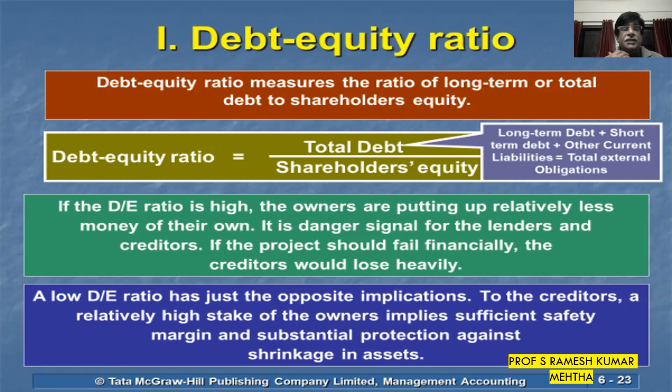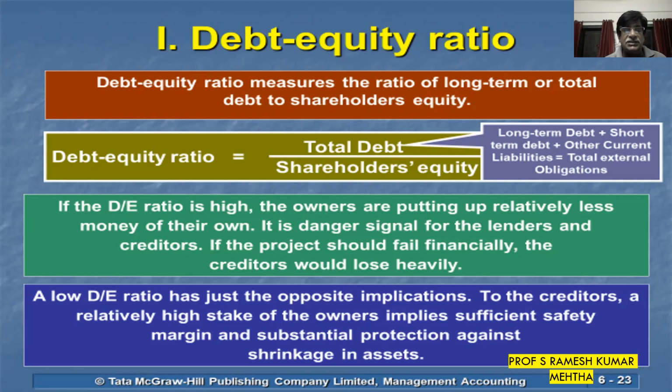So debt equity ratio is nothing but the ratio of long term debt. See, the word is long term debt. There are two types of debt: long term debt and short term debt. Short term debt is covered in the current ratio, so please keep that aside. Long term debt is the debt in the form of bank loans, which the bank lends for 10 years, 20 years, 30 years, 40 years, 50 years, like that. This is compared with the shareholders' equity. Shareholders' equity is owner's equity, or equity share capital plus reserves and surplus.